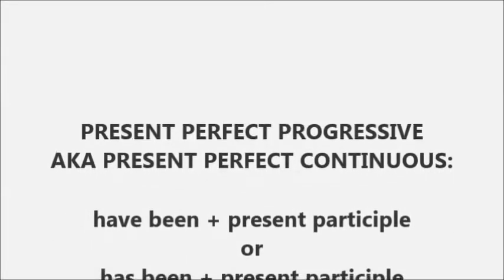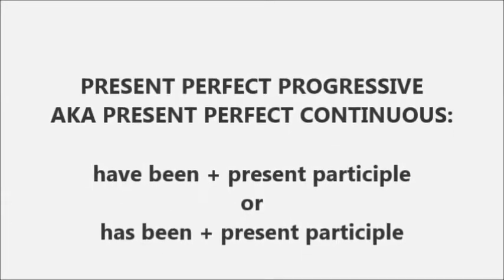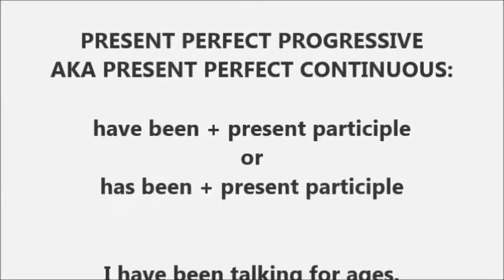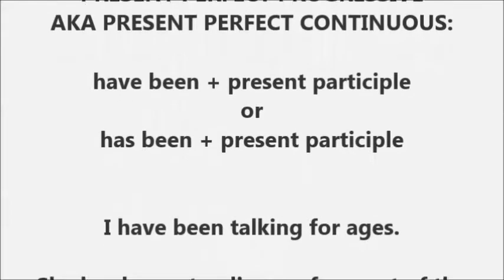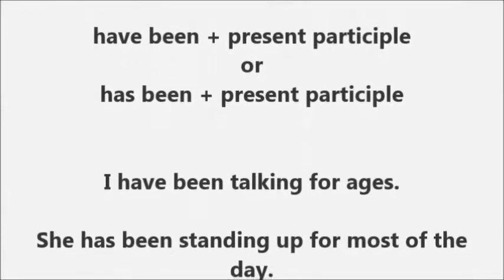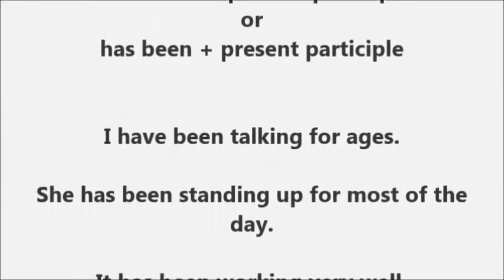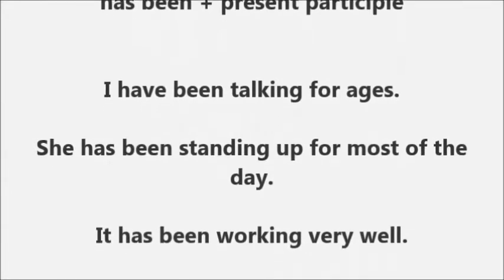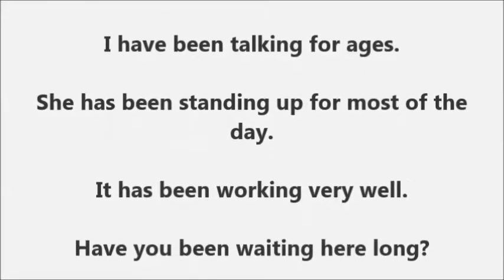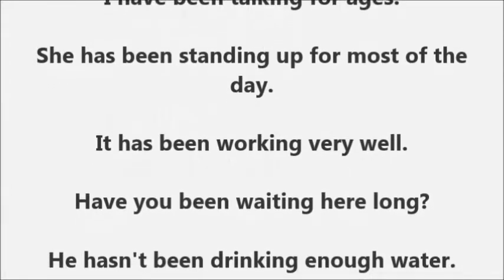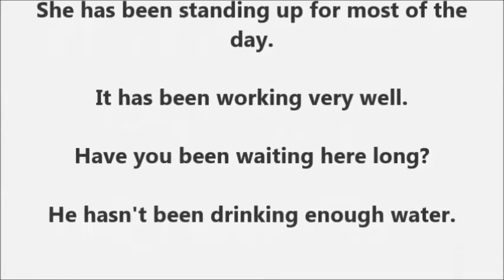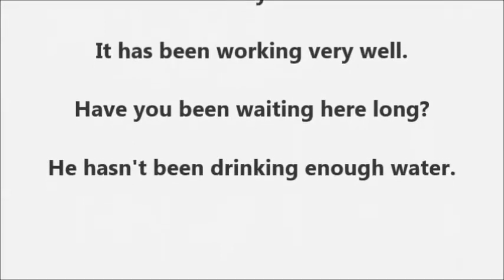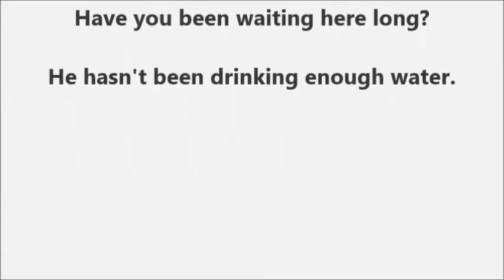Present perfect progressive, also known as present perfect continuous. Have been plus present participle, or has been plus present participle. I have been talking for ages. She has been standing up for most of the day. It has been working very well. Have you been waiting here long? He hasn't been drinking enough water. You can come up with your own examples.